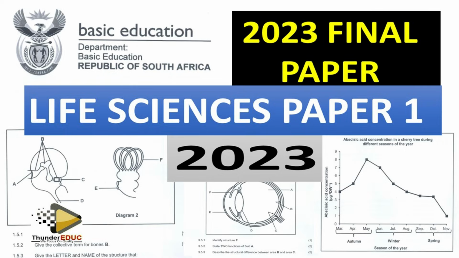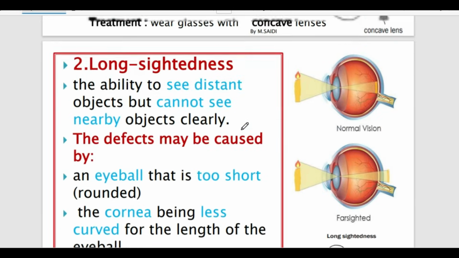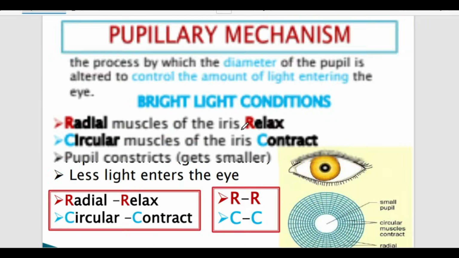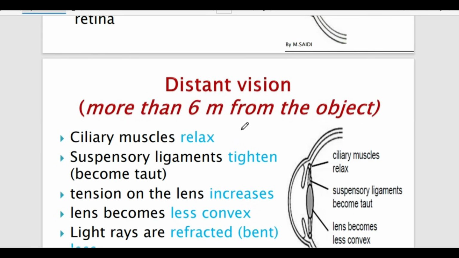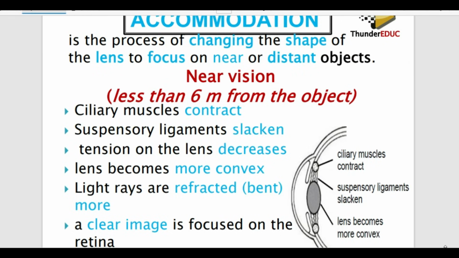The next question, they are saying, describe the process of accommodation that takes place when the object is less than 6 meters. Still, this paper, it is less than 6 meters. This is more than 6 meters. So memorize one and then do the rest. We are saying that ciliary muscles contract, suspensory ligaments slacken, tension on the lens decreases, the lens becomes more convex, light rays are bent more, and then a clear image is focused onto the retina.